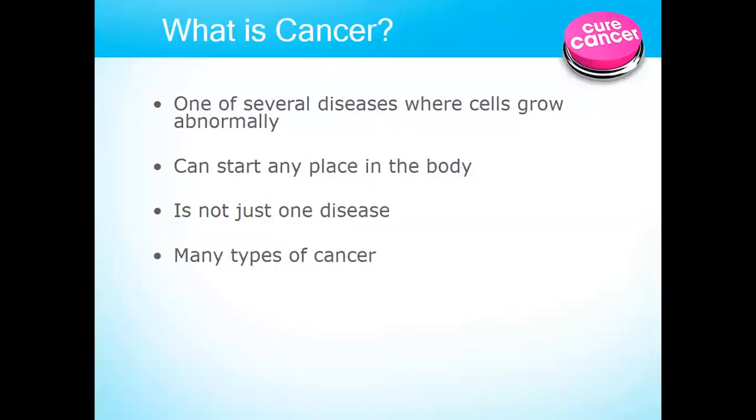Cancer is one of several diseases where cells grow abnormally. Cancer can start any place in the body. It can start in the lungs, breast, colon, and even in the blood. And we will learn about all of these types of cancers this semester. There are many different types of cancer. It is not just one disease. Cancers are alike in some ways, but they are different in the way they grow and they spread.